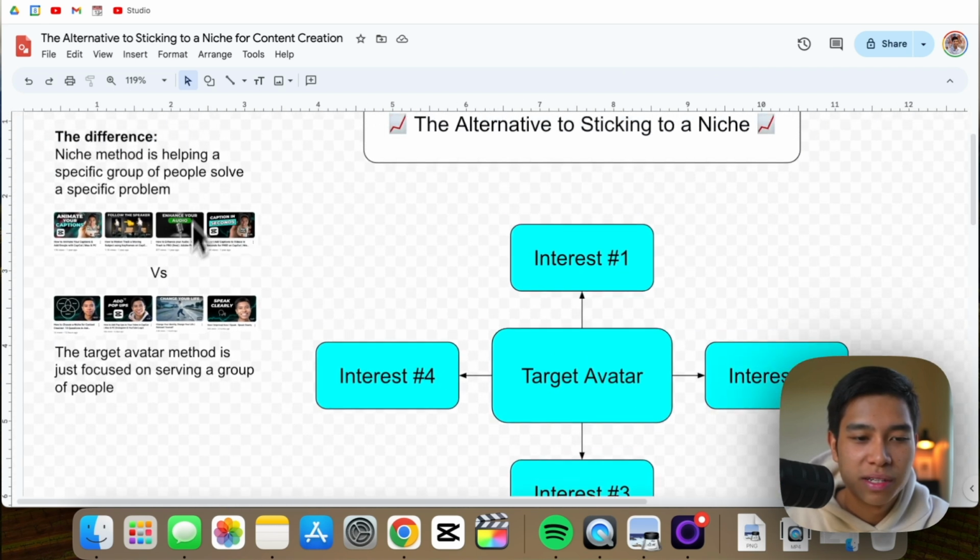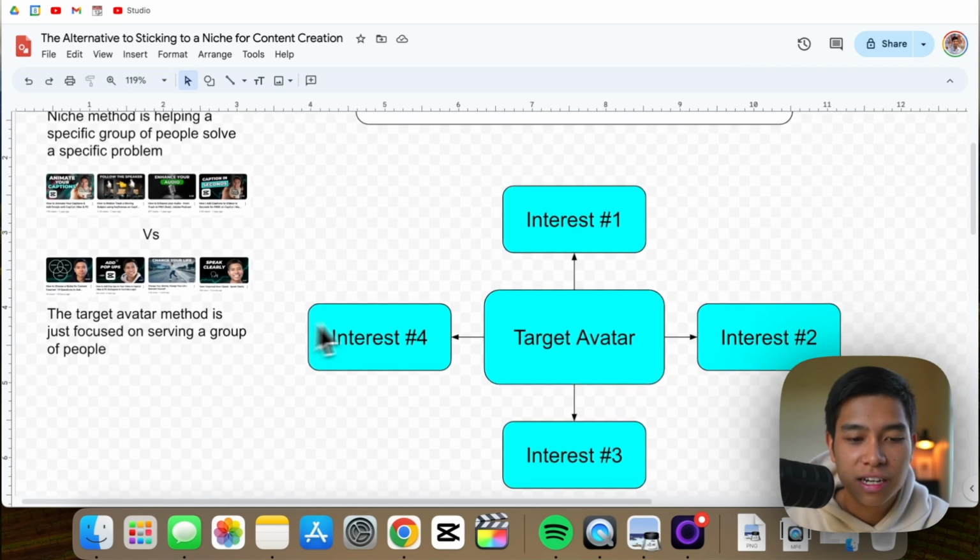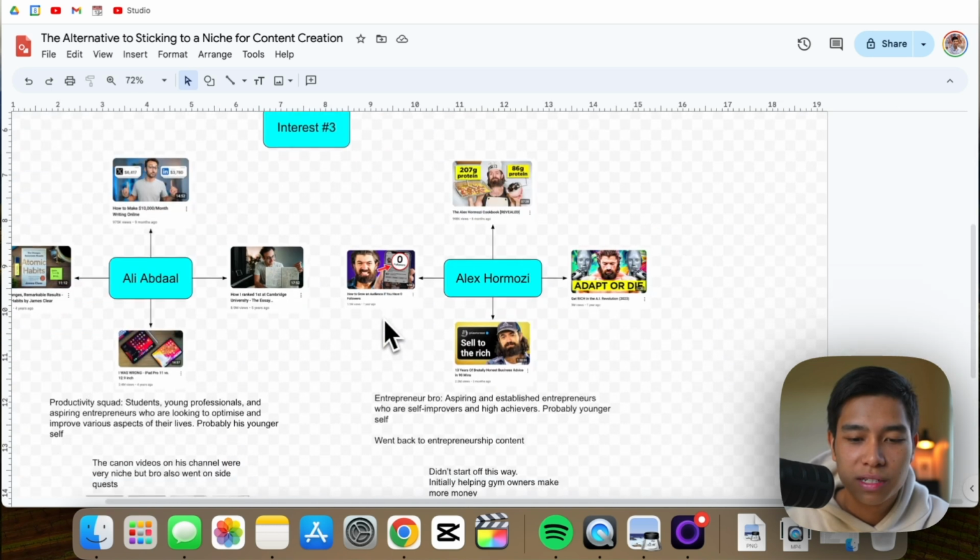Here's the difference between the niche and the target avatar method, and here are actual examples.